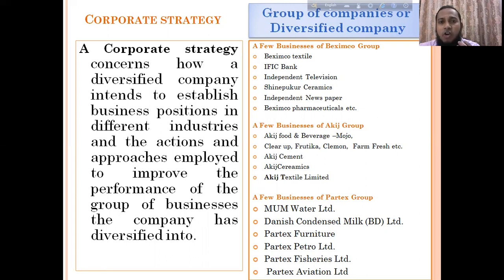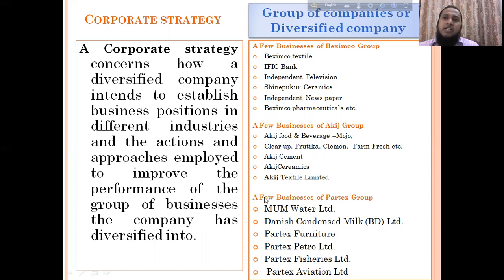Moreover, the corporate strategy also helps a group of companies or a diversified company to improve the performance of the group of businesses the company has diversified into. And if you look at Akis Group, another diversified company, a few businesses operated by Akis Group are Akis Food and Beverage, like Mozu, Clear Up, Frutica, Clermont, Farm Fresh. These are the items or products of Akis Group. Akis Cement, Akis Ceramics, Akis Textiles.